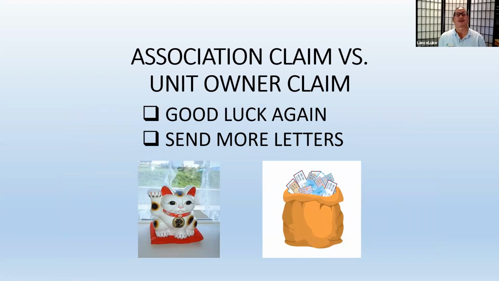So continuing on, association claim versus unit owner claim, or good luck again, send more letters, and you have to send things in writing. There's plenty of people that call up and say something's not working, and they don't document it in writing, because if there's no written confirmation, then there's no evidence of you asking for somebody to fix it. Okay, so you need to basically create a paper trail and keep sending letters. Send it certified mail if the people don't respond. Okay, what else can you do?